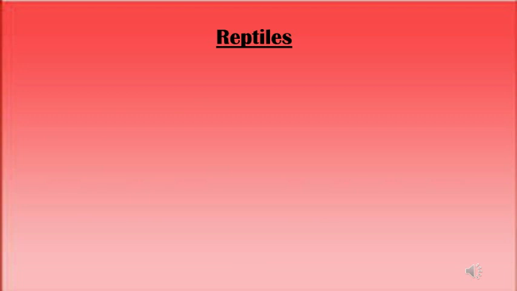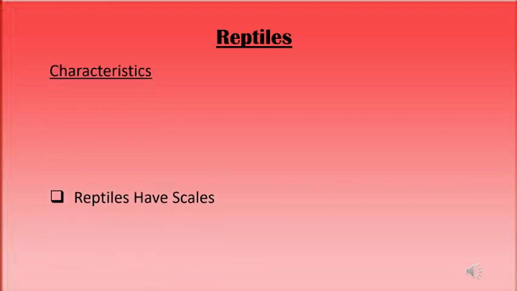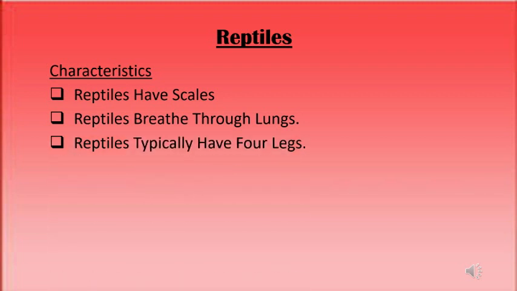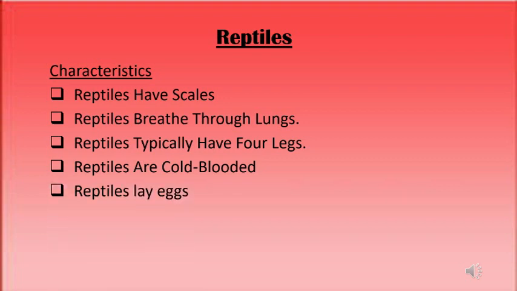Now let's see the characteristics of reptiles. Reptiles have scales on their body. They breathe through lungs. Reptiles have 4 legs, and they are also cold-blooded animals, and reptiles lay eggs. These are the characteristics of reptiles.